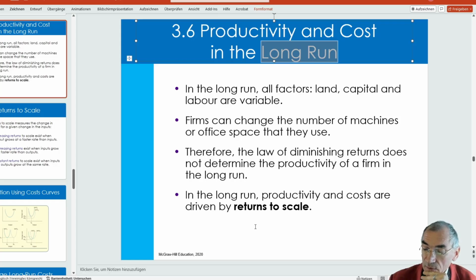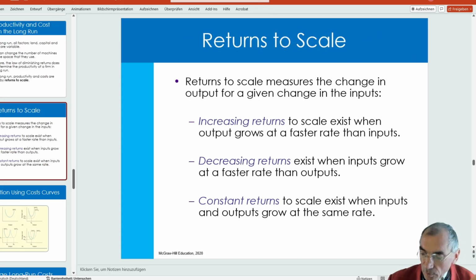And this is a concept that we call returns to scale. Positive, negative returns to scale. You might have come across the term or the concept in other classes as well. We differentiate these increasing, decreasing, or constant returns to scale. You see the definitions here. And let us illustrate this again.